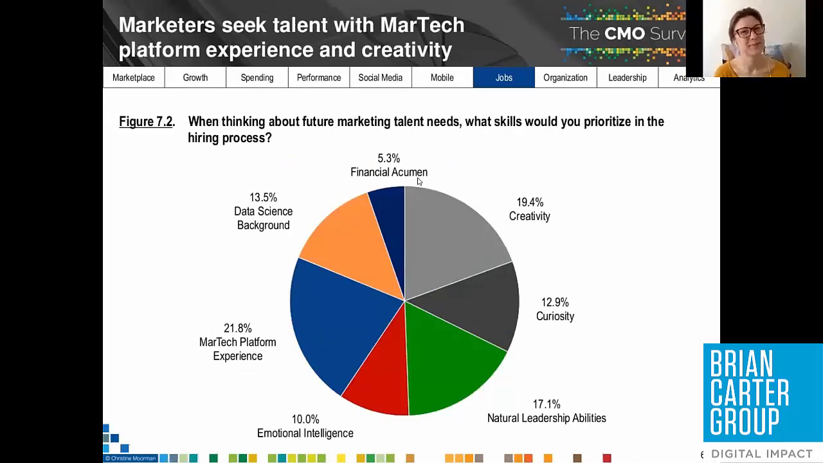Marketers seek talent with MarTech platform experience and creativity. That's cool. Marketing technology platform experience, that makes sense. There's a lot of different marketing technology, and it's been a huge growth area in marketing for years now. You've seen those charts of all the different sectors of marketing tech companies, all the different things they do, from social monitoring to PPC optimization tools, social posting. There's the HubSpots, the CRMs, Salesforce. So they're hiring people that know how to use those tools.